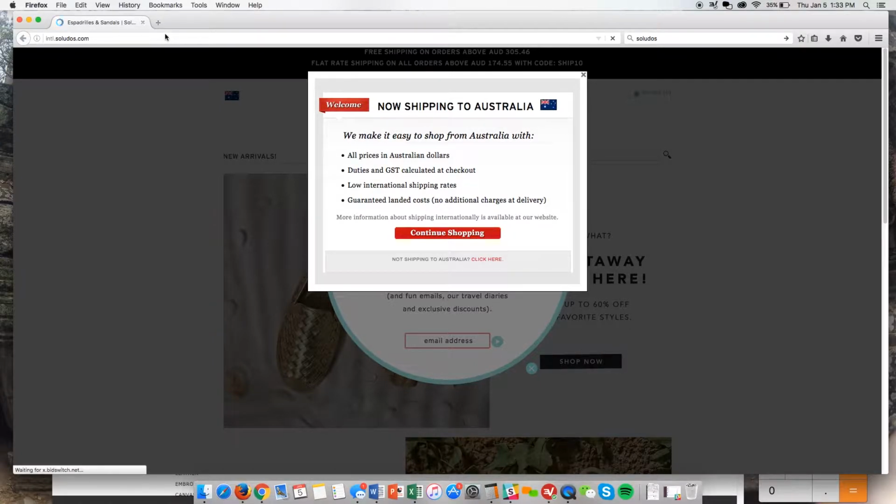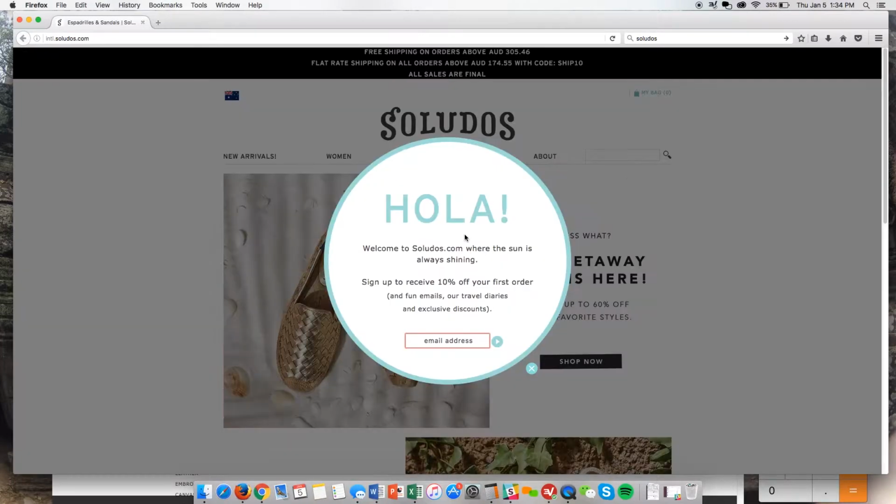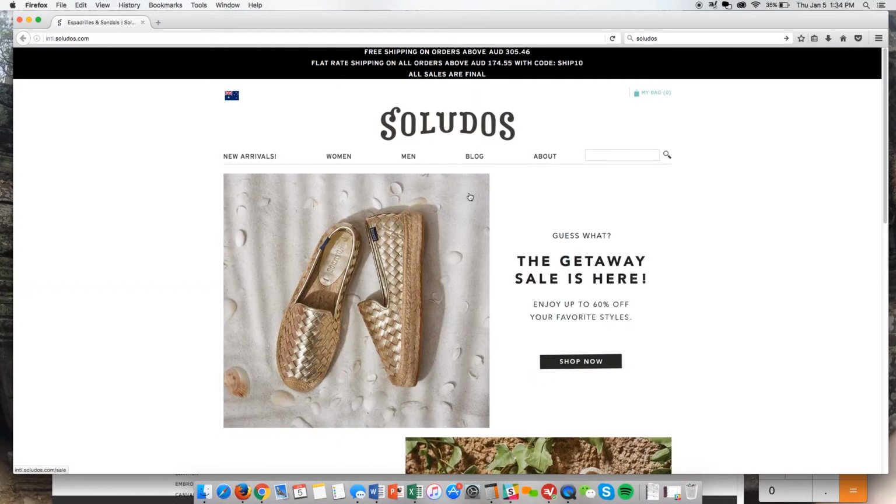Now, as you can see, I've got my VPN on, so that the website is dynamically picking up that I'm from Australia and going to offer me local pricing in Australian dollars, as well as a fully landed cost at checkout, meaning my taxes, my duties, everything's taken care of, right? So the price I pay today is the price that I see on my credit card statement or my BPay statement or however I decide to pay, right? So we're going to go ahead and continue shopping because that's awesome, right? Love that. I already know what I want, let's say.